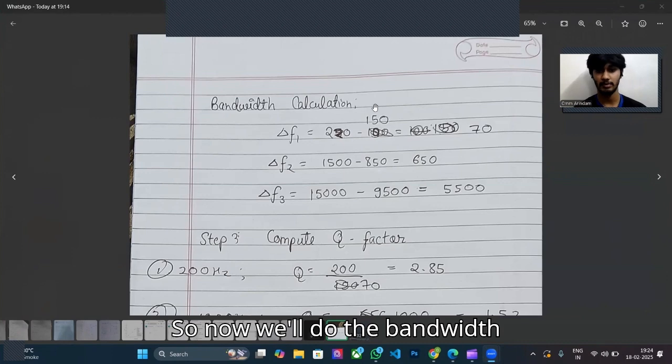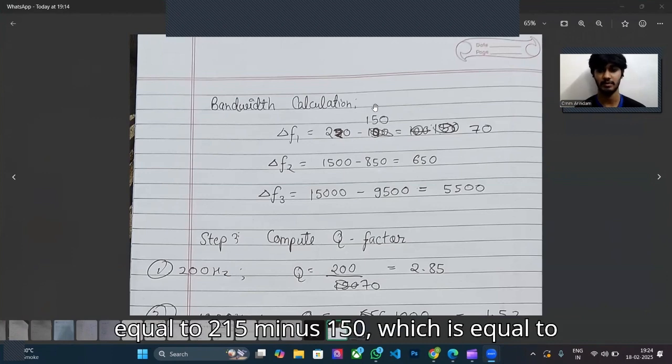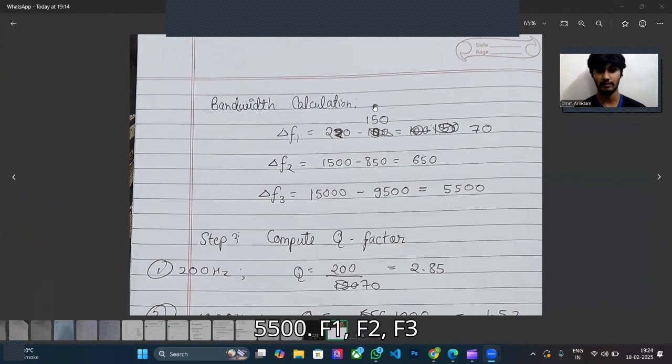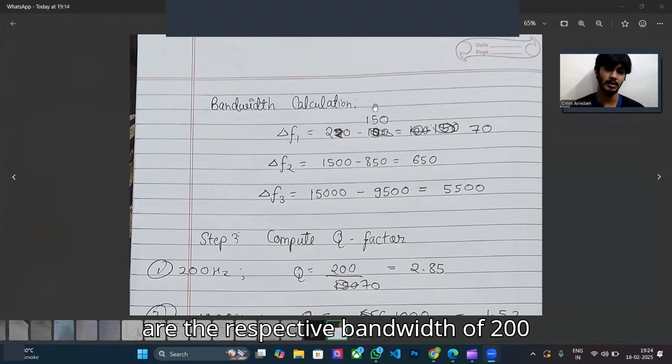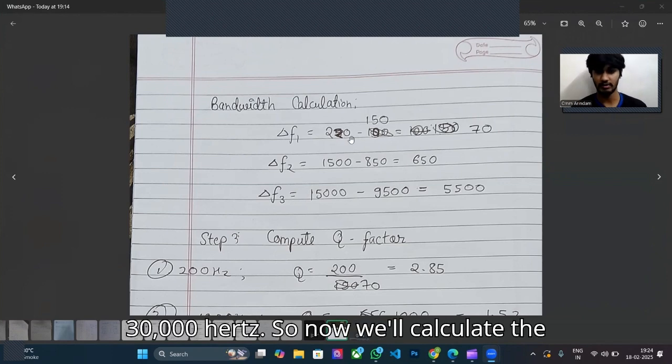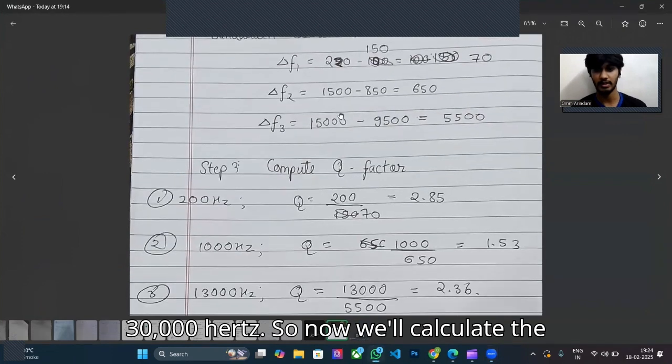So now we'll do the bandwidth calculation. For F1, which is equal to 220 minus 150, which is equal to 70 hertz, and F2, which is equal to 650, and F3, which is equal to 5500. F1, F2, F3 are the respective bandwidths of 200 hertz, 1000 hertz, and 13,000 hertz. So now we'll calculate the Q factor.